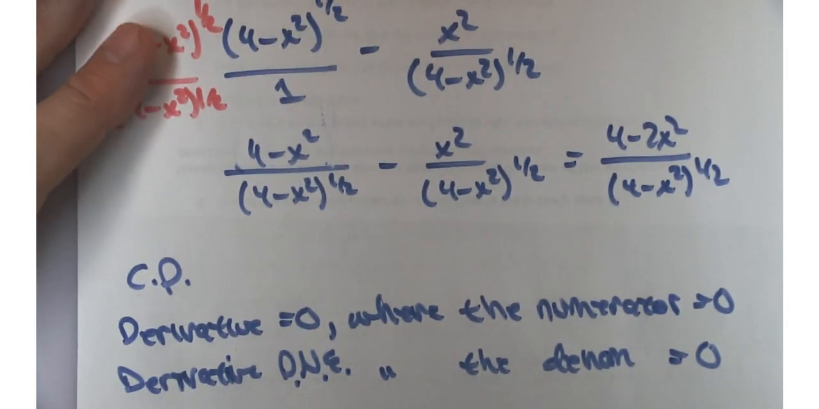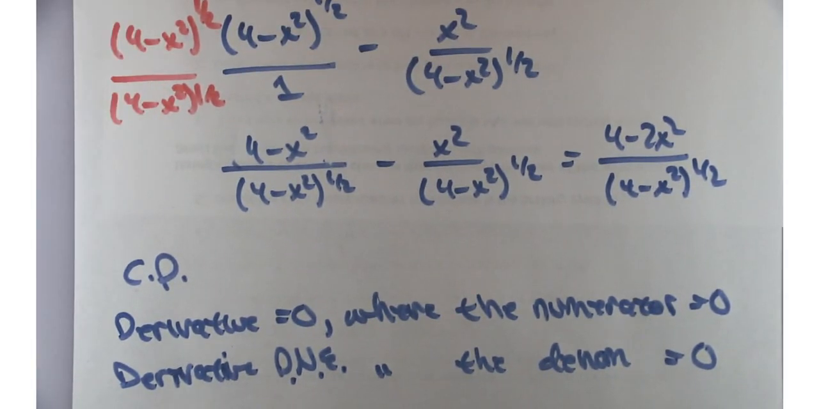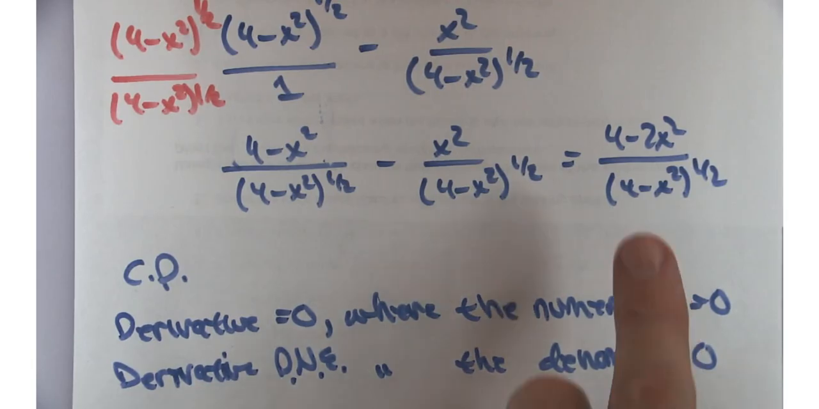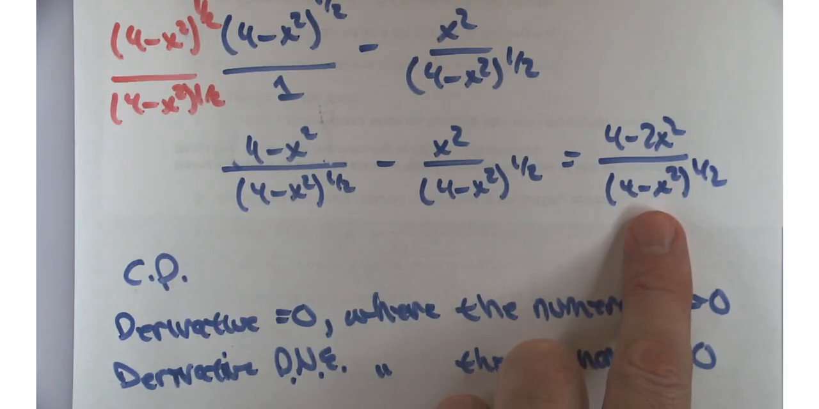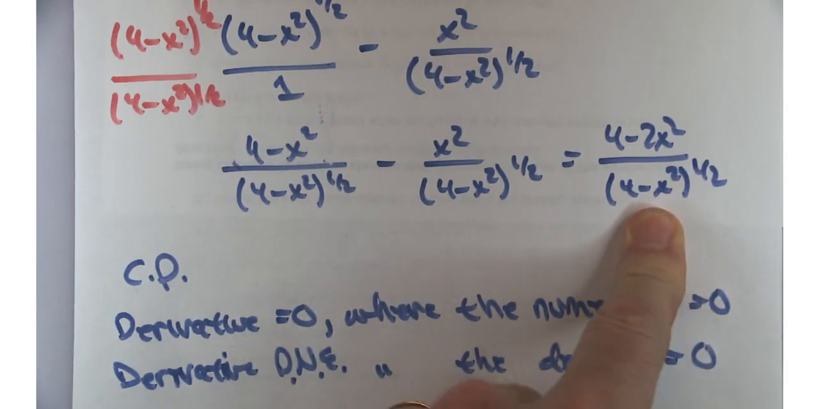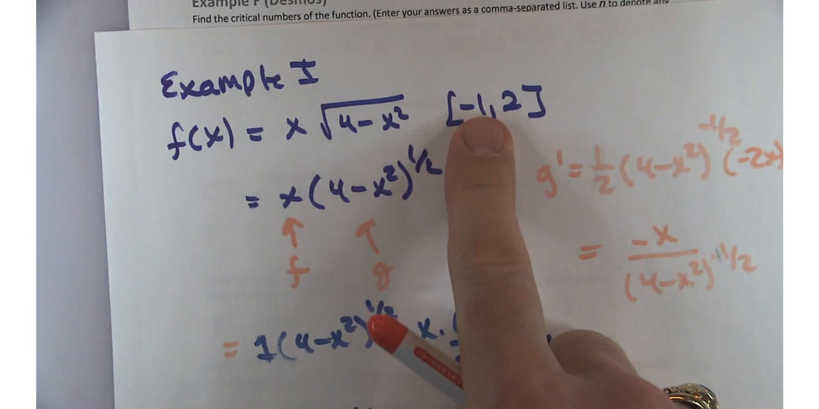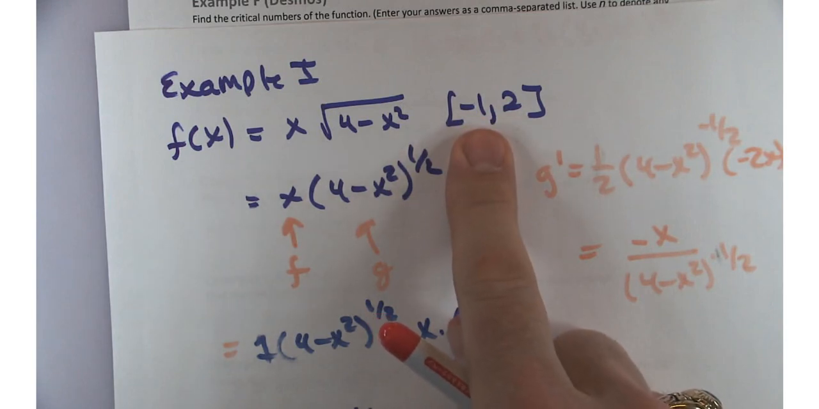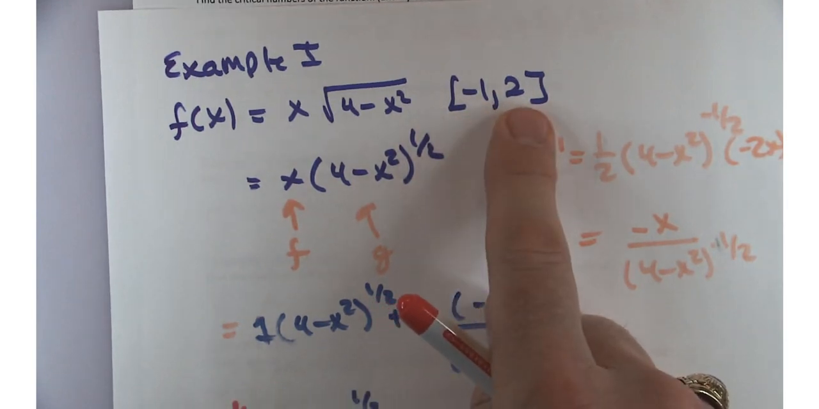So those two sets of points. Can you eyeball where the denominator equals 0? What values are going to make the denominator 0? 2 and negative 2. Now negative 2 is outside of our area of interest, so we don't have to worry about that one. 2 is already an endpoint, so we got that one.